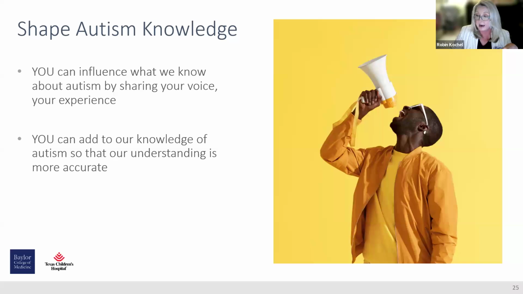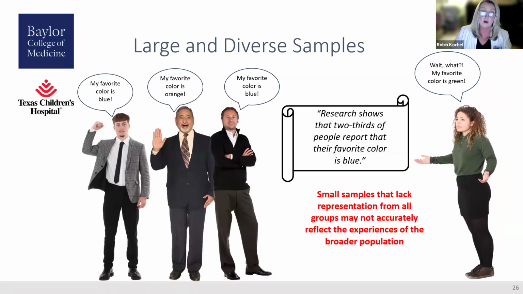And I want to take this back. This brings home that point that we talked about earlier about the importance of large and diverse samples. So this woman off to the side over here, whose favorite color is green, she is not seeing herself reflected in those results because she wasn't a part of it. We didn't have a large and diverse sample as part of this little research study on favorite colors. And so the results are not going to apply to her, and she's not going to see herself in that.